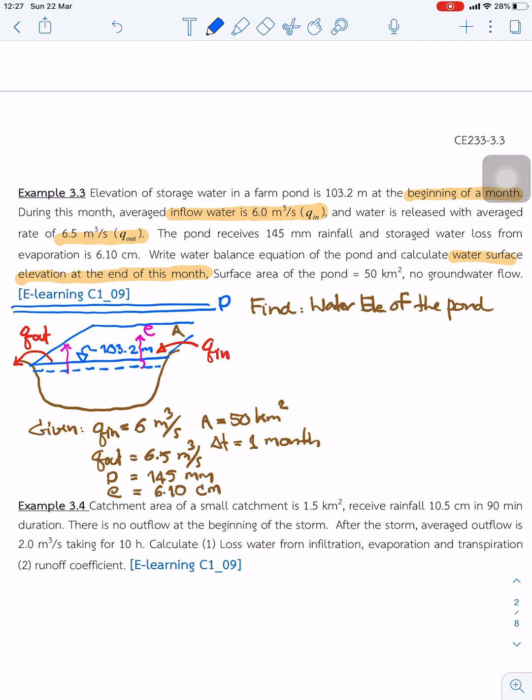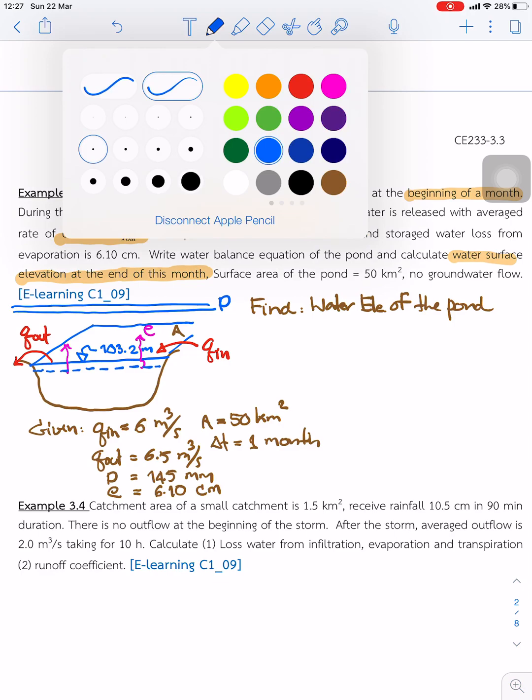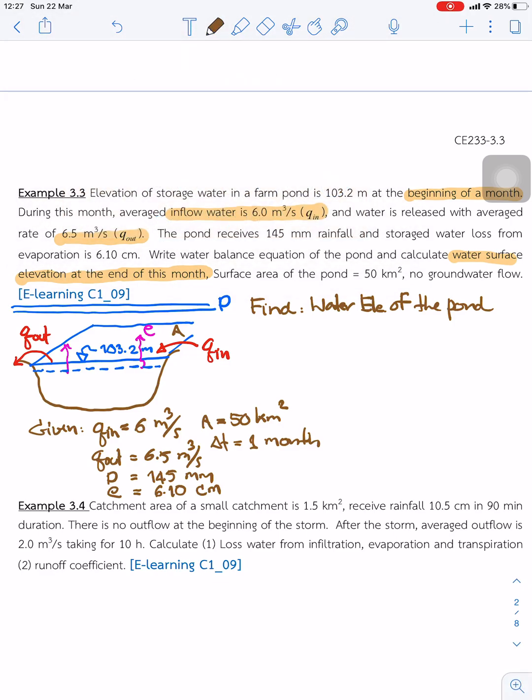Okay, so we can start by writing the equation, the water balance equation. Inflow rate subtract outflow rate is equal to the change of storage with respect to time. Okay, so what about the inflow? This is the rainfall, plus the Q in to the pond. The outflow means Q out, plus evaporation, plus infiltration, is equal to delta S divided by delta T.